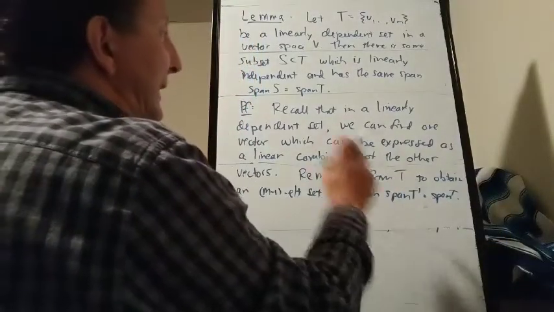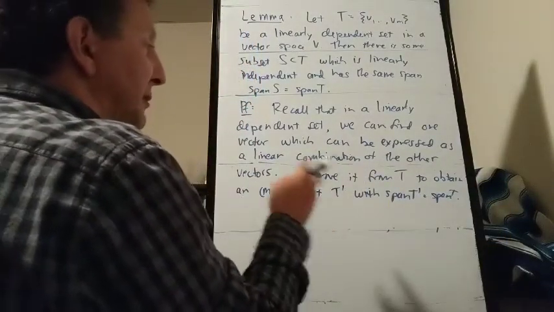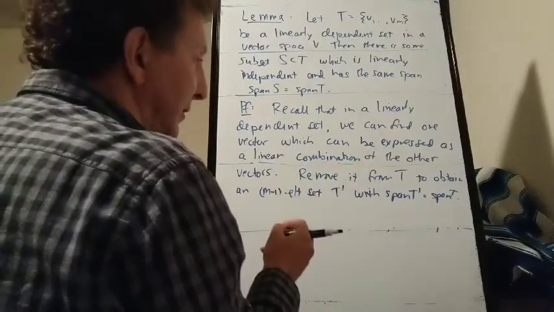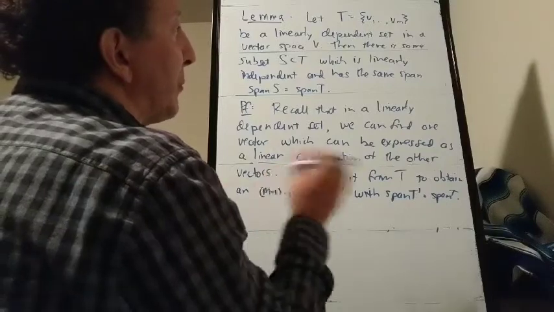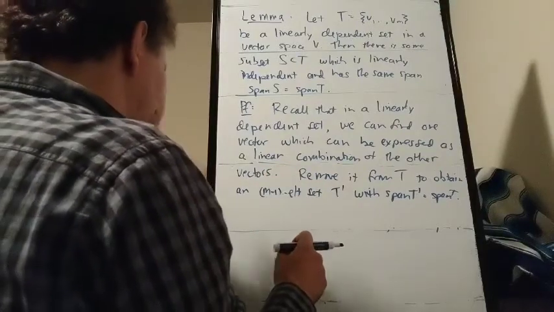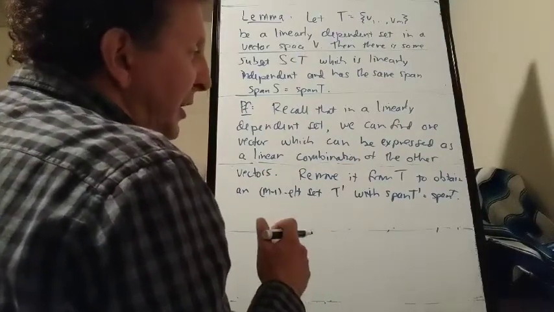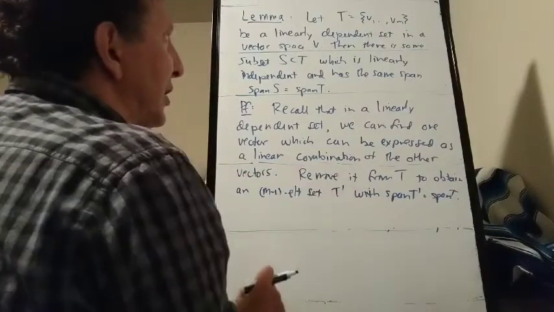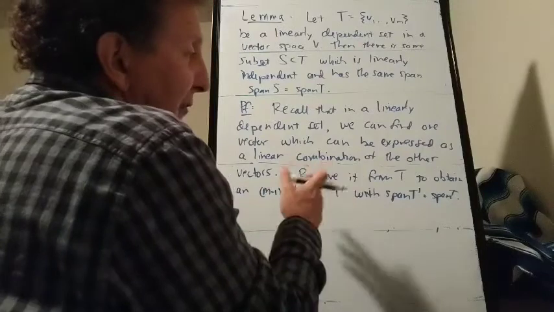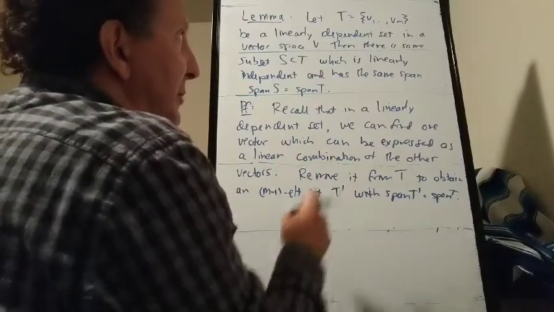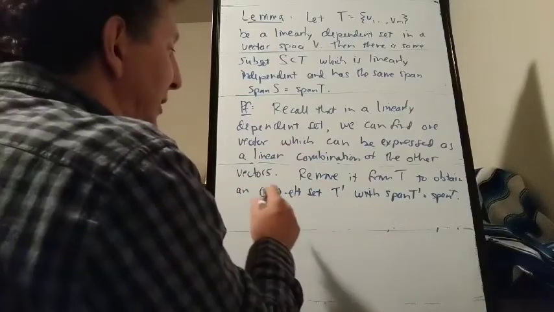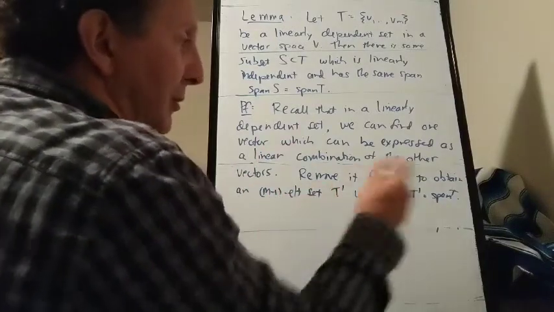Now the span is equal because since this element that we just removed is a linear combination of the other elements, then if we look at all possible linear combinations of the other elements, there isn't any one of them that we actually need this removed element for, because by itself it can be expressed as a linear combination of the other elements. So we don't need it. We remove it from T, we've got an m-1 element set, T prime, with the same span.